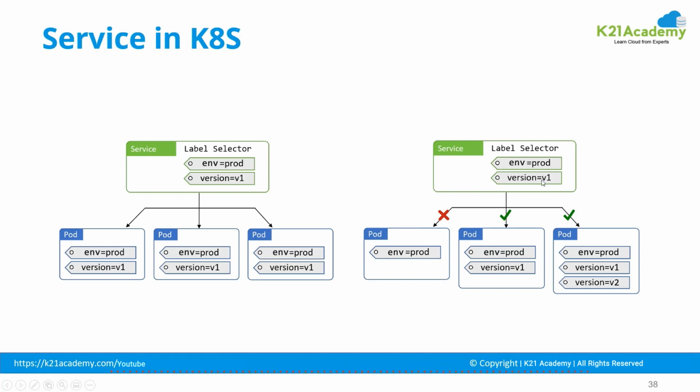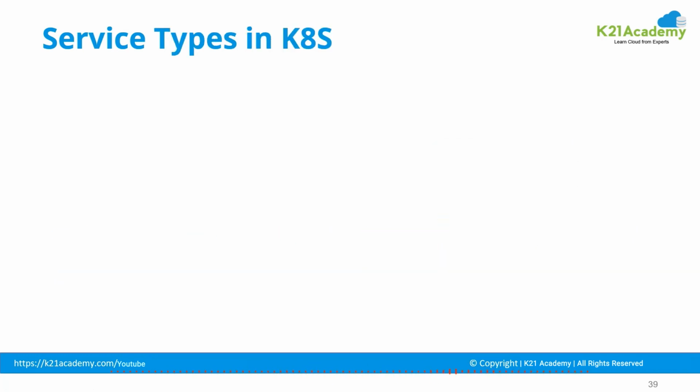So what you can do is, like in this example on the right hand side, you have env is equal to prod and version equal to v1. Now these two pods on the right hand side have both of these labels. So the service will forward requests to these pods. The first pod has only one label, which is env is equal to prod, so it will not forward requests to the first one, because the service will forward requests only to the pod that has both of these labels. So this is the concept of the service.